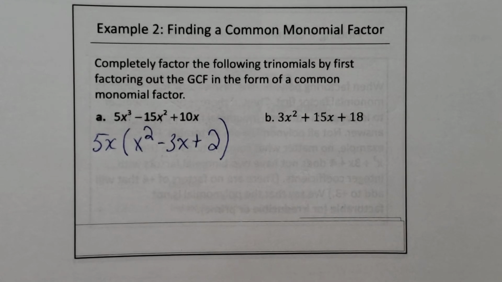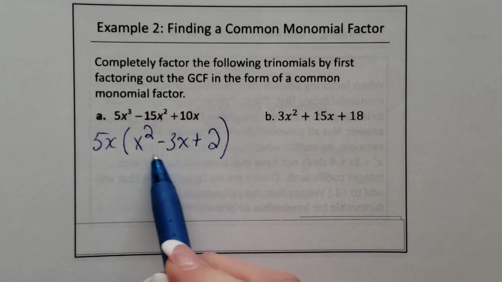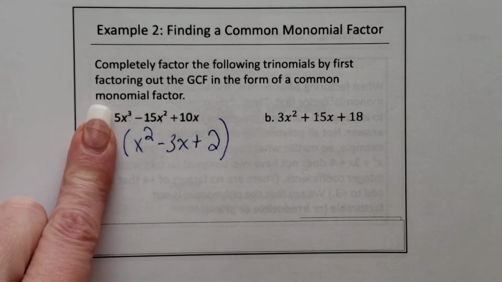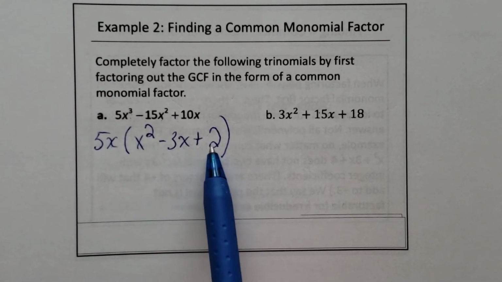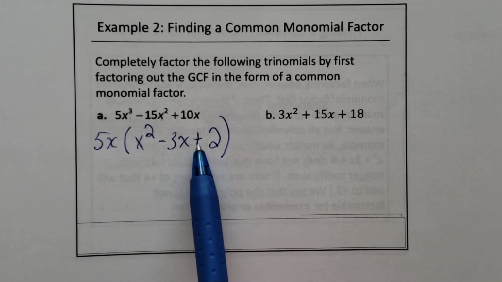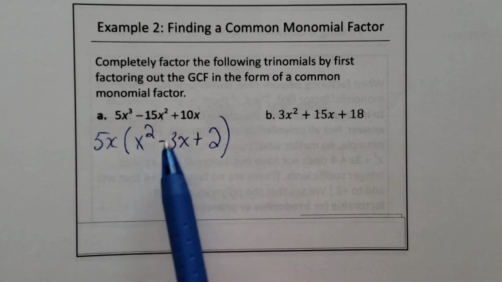Okay? So now I still have to factor this trinomial. I'm going to ignore the 5x. I'm going to completely ignore that now. And I'm just thinking, okay, I have to have two numbers. When I multiply them, I get positive 2. And when I add those two numbers, I get negative 3. Well, remember, if C is positive, that means my two numbers have to have the same sign. And the sign of B tells me what that sign will be.